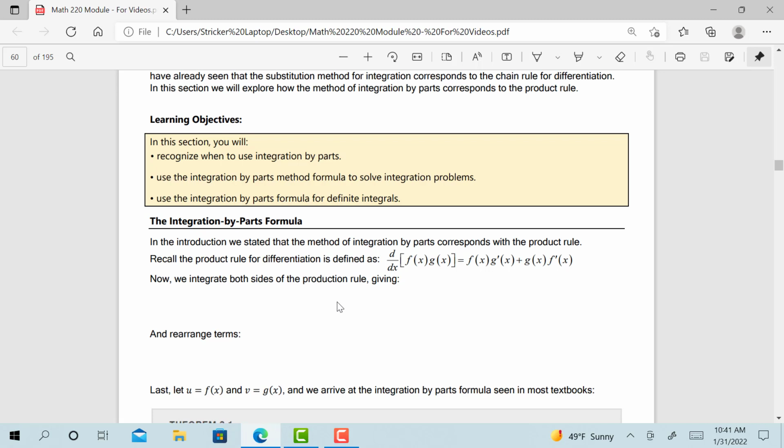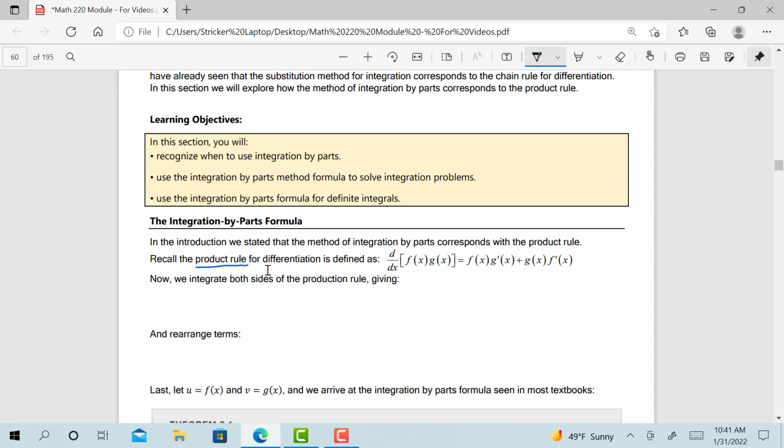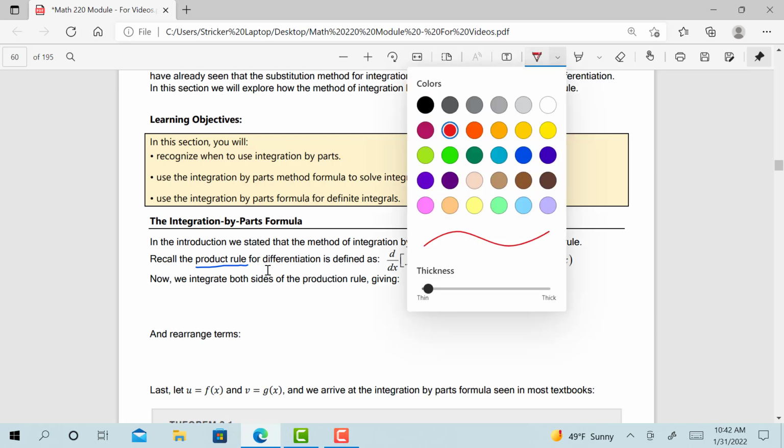I already stated that integration by parts is the opposite of the product rule. And so we have here stated the product rule. It may have been a while since you did Calc 1, but the product rule says that when you have the product of two functions, f of x times g of x, the way you find the derivative is taking the first function times the derivative of the second function plus the second function times the derivative of the first function.